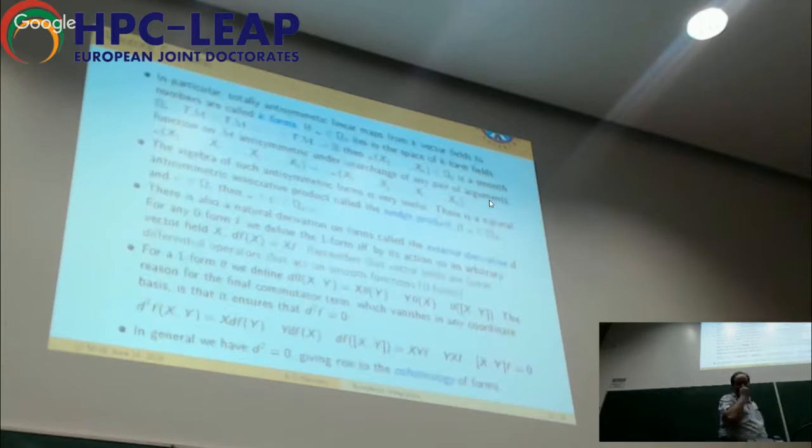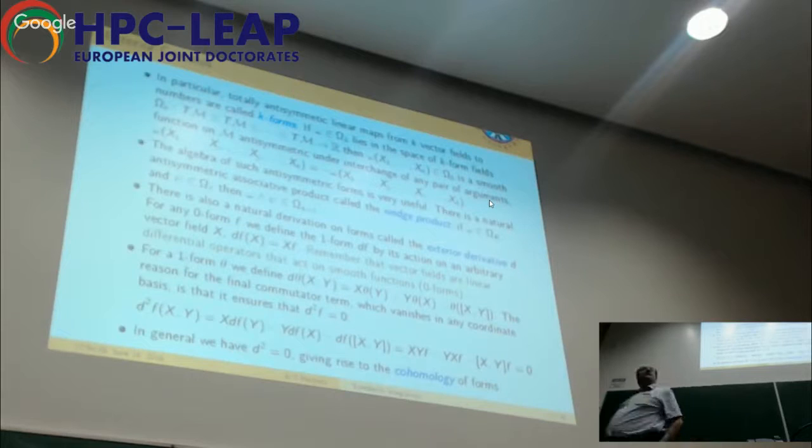Okay. Now, in particular, the totally antisymmetric linear maps from K vector fields into, I shouldn't say numbers, I should say to zero forms, functions, are called K forms. Well, I'm sorry, to numbers is correct, they're K forms, from any number of vector fields to zero forms. Such a map is called a K-form field.